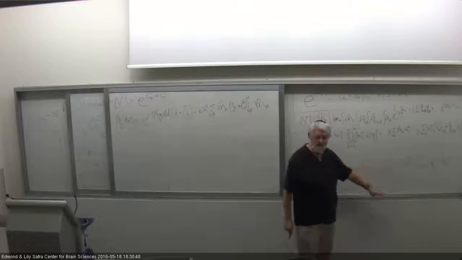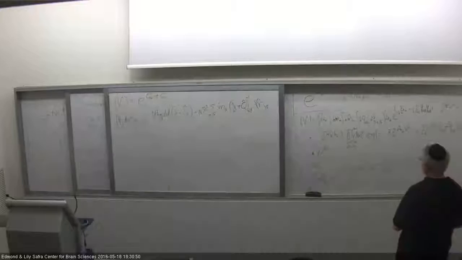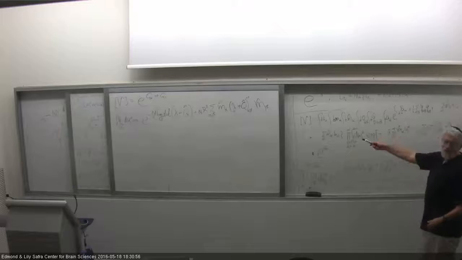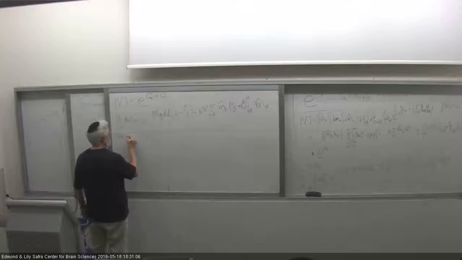Okay, now I have to do something to move forward to actually solve the problem, and the way we do it, we say these are all order parameters. So given that these are all order parameters, we do a saddle point on this. And we assume a replica symmetric saddle point. So the next step is to do a saddle point on the order parameters.